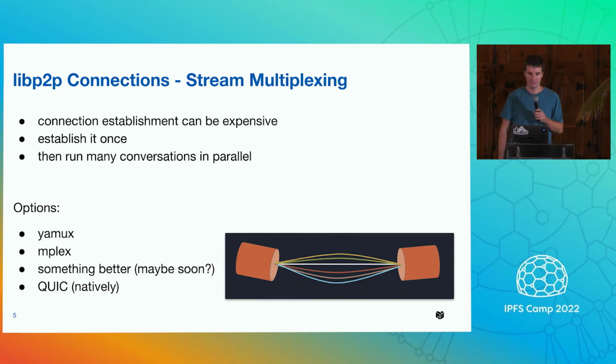Every libp2p connection is also stream multiplexed. Once we establish a connection, and as we will see, this can be expensive in some situations, we want to make good use of that connection and have multiple protocols communicate in parallel. This is very easy when we use a protocol like QUIC that has streams on the transport layer. We don't need to do anything there. But when we use a protocol like TCP that doesn't have any streams, we apply a stream multiplexer to get a stream multiplexed connection.